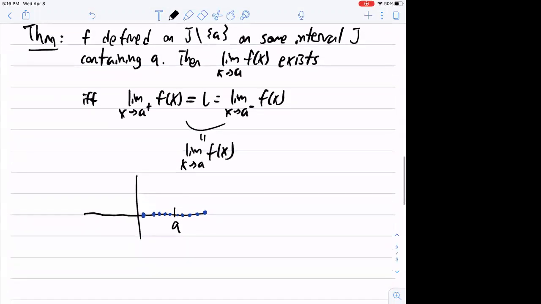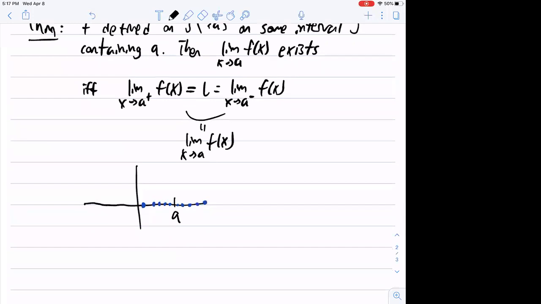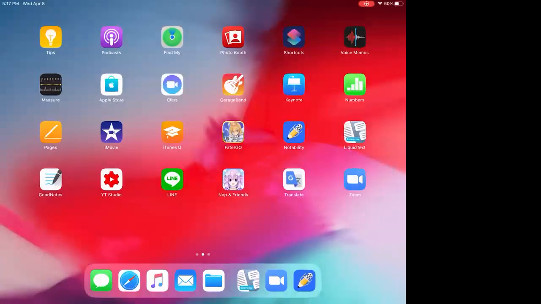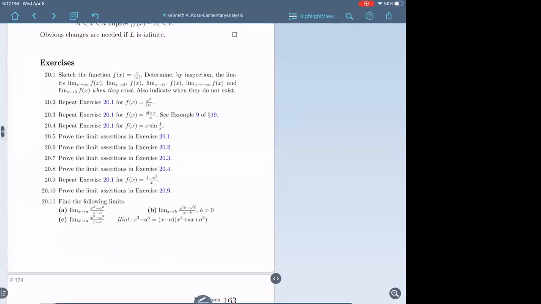Okay, so any questions? This is pretty big. The way you prove this is some sequence thing, I believe. Okay, any questions? Okay, so from now on we'll just start doing problems. So, Liquid Text. Let's start doing 20.1.